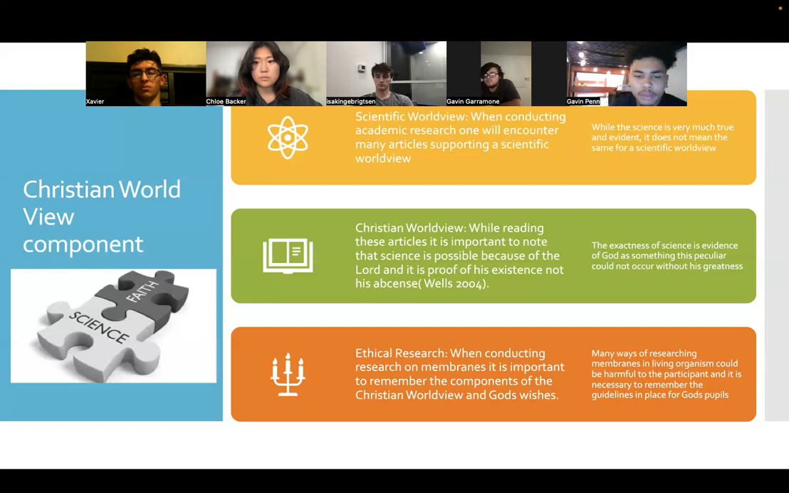Another important thing when conducting research is to remember God's wishes of humankind. One of Jesus' most clear teachings was to do no harm, especially to others. In some instances, research can be dangerous and have harmful outcomes to participants, especially when conducting on humans and their membranes. It is necessary to retain a Christian worldview and ethical guideline when conducting these research to ensure not only the safety and well-being of participants, but to also honor the Lord and his wishes. With this, one can participate in academic research while still holding true to the Christian worldview.